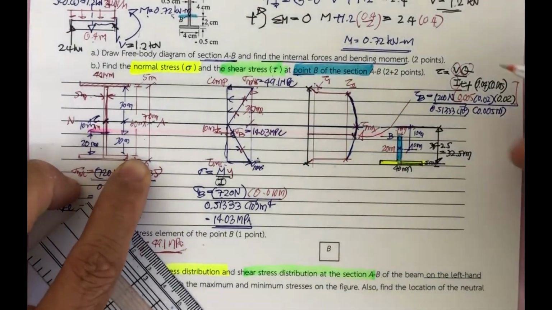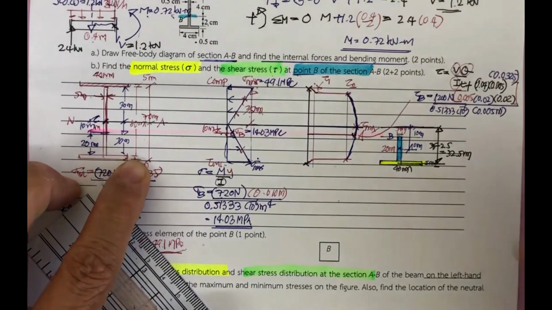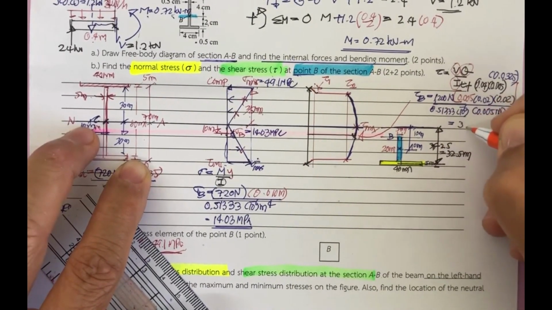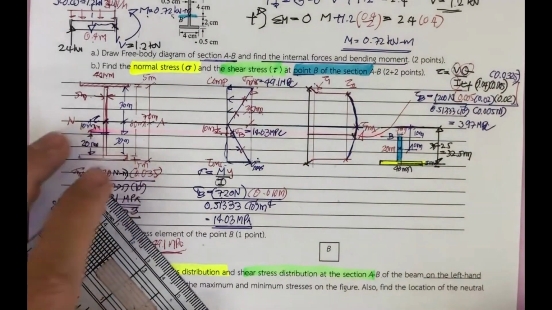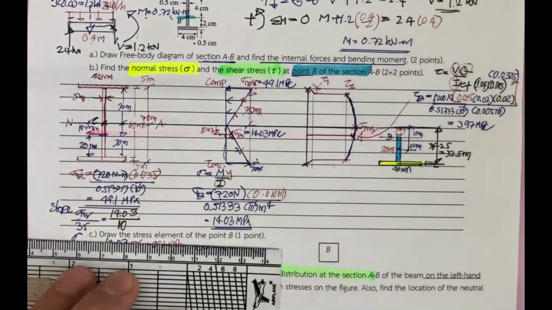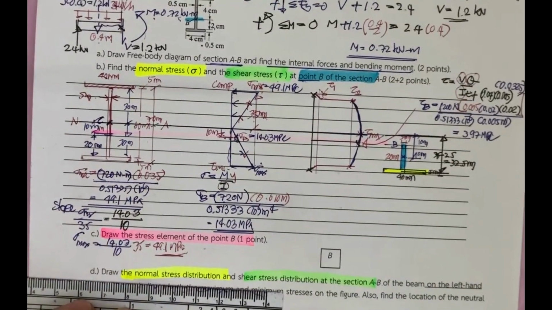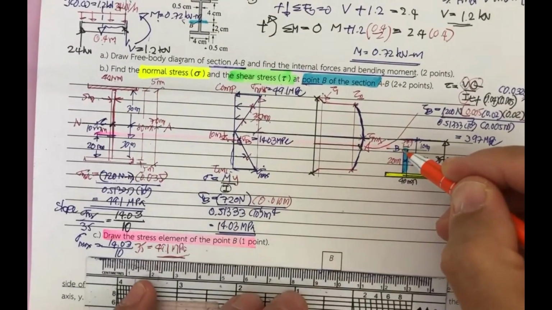So the last one, you're going to have 0.0325. Then you put this into the calculator and you get tau sub B of 3.97 megapascal. Then they ask us to draw the stress element at point B. Point B is subjected to what?